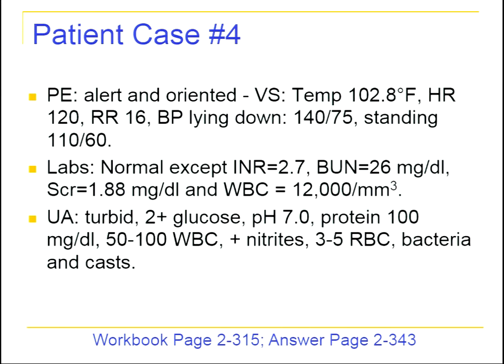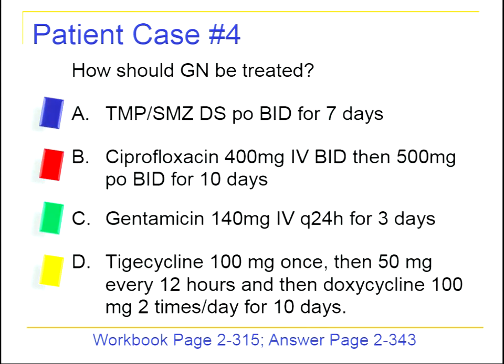But she also has white cells in her urine, positive for nitrites, and positive for bacteria and casts, all indicating that she has a urinary tract infection. So how should GN be treated? Trimethoprim sulfa, BID for 7 days. Ciprofloxacin, IV BID, and then switch to oral and treat for 10 days. Gentamicin for 3 days, once daily dosing, it's not high-dose extended interval. It's standard traditional dosing, but because of her renal function, we'll only give it once a day for 3 days. Or tigecycline IV followed by doxycycline for 10 days.